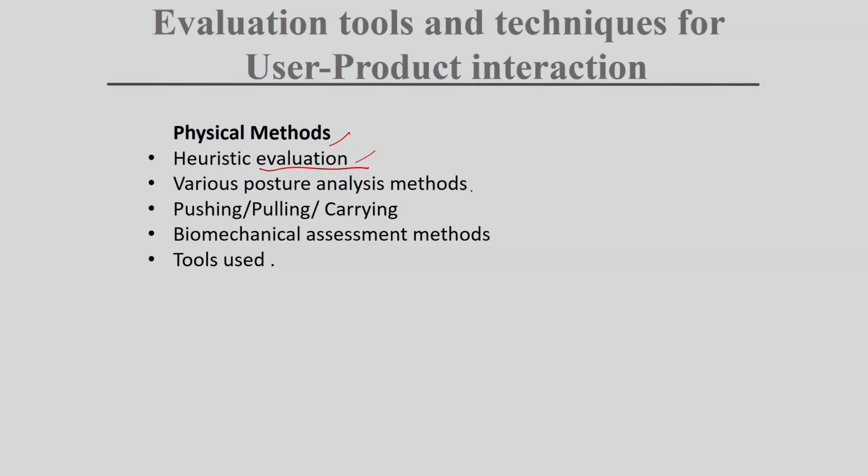So like this, in heuristic evaluation we are prefixing a few rules of thumb, and depending on the rule of thumb we are fixing some point, and from there we are evaluating the condition. You can take any existing heuristic, and you can also develop a new one depending on the aim and objective of your interaction. Next is various posture analysis methods.